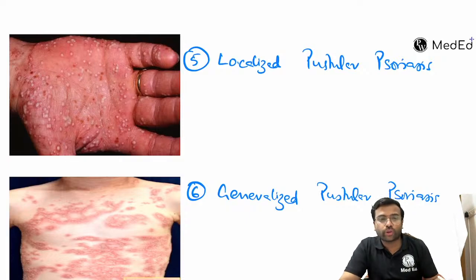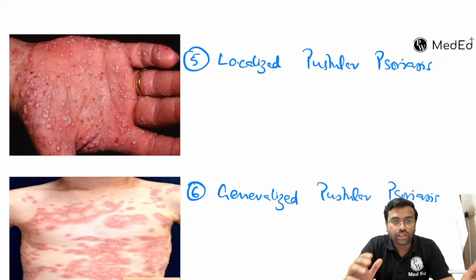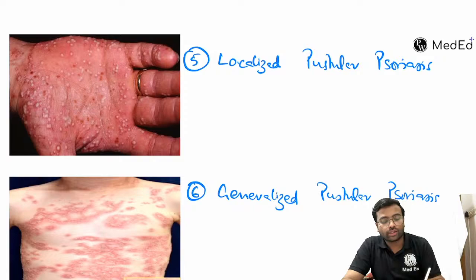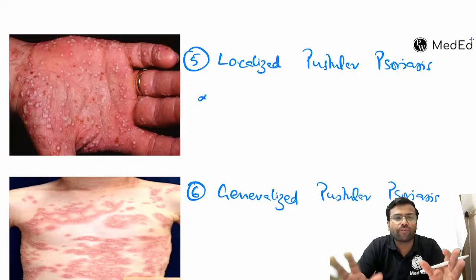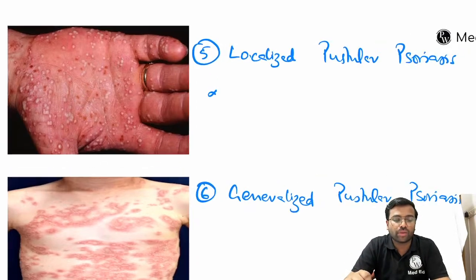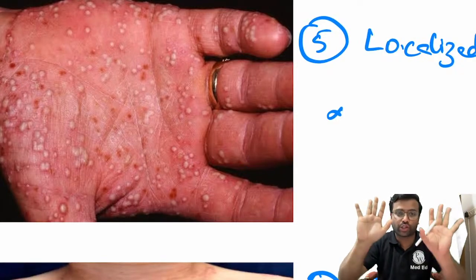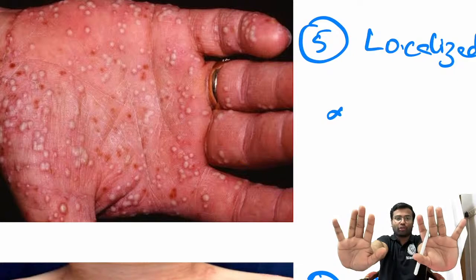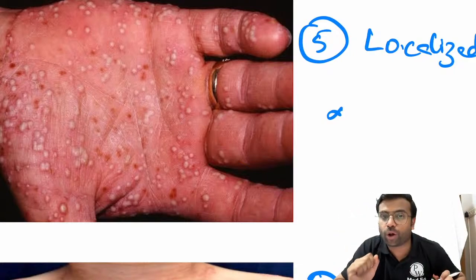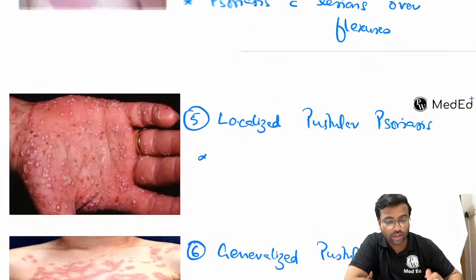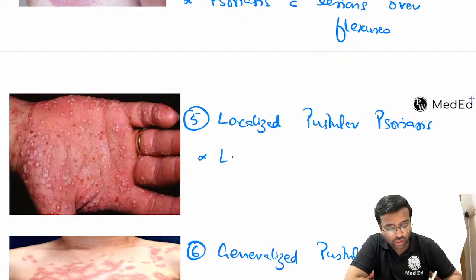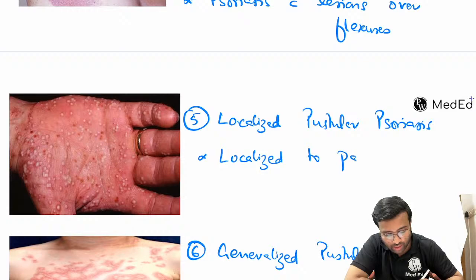What are you going to see when it comes to localized psoriasis? This is going to be localized somewhere in the body. Now just see this image and tell me, where is the pustular psoriasis localized to? Why did I give you the image of palms? Because this is going to be localized to the palms and soles.